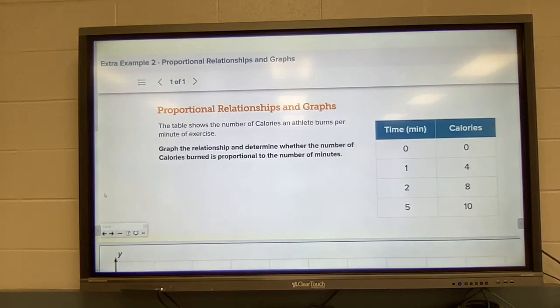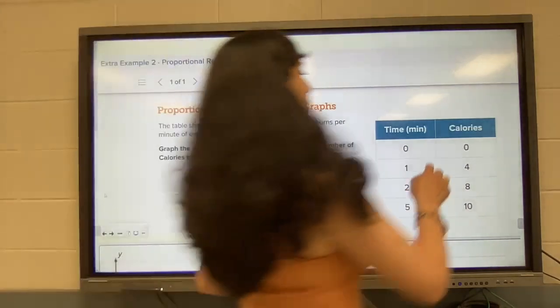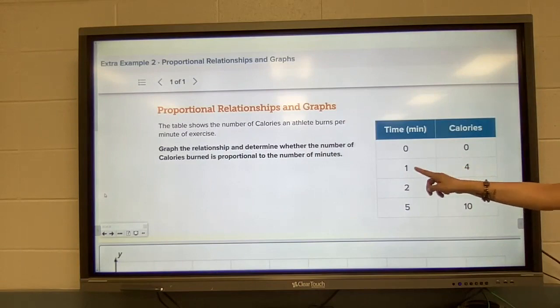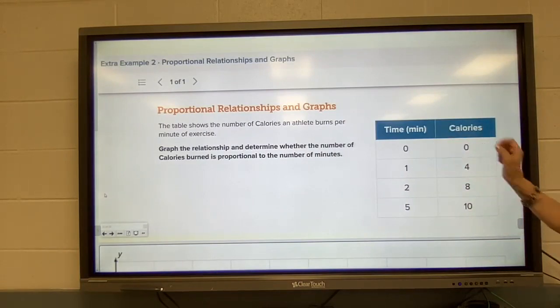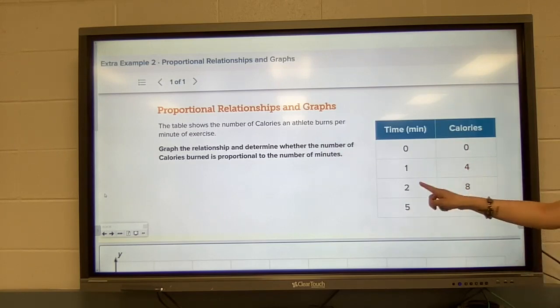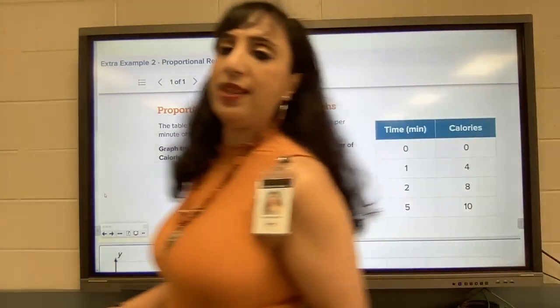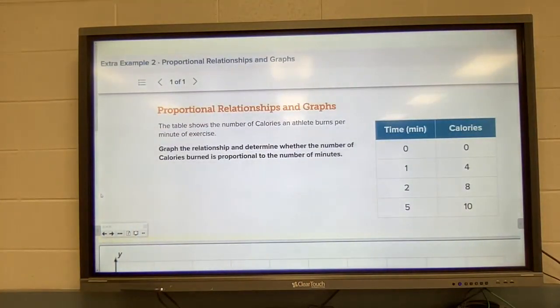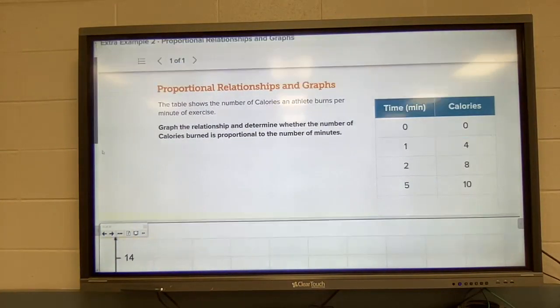Okay, so here's one more example. The table shows the number of calories an athlete burns per minute of exercise. So is this going to be proportional? Let's see. We have 0, 0, and 4 over 1 is the simplest form, because this is xy, right? Ordered pairs are 0, 0, 1, 4, 2, 8, and 5, 10. 8 divided by 2, yeah, you do get 4 over 1. But 10 divided by 5 is definitely not going to give me 4 over 1. That is 2 over 1. So looking at that, I can already see that this is non-proportional.